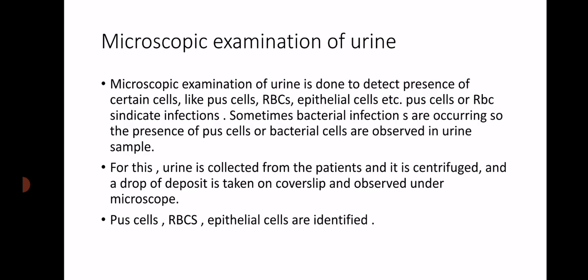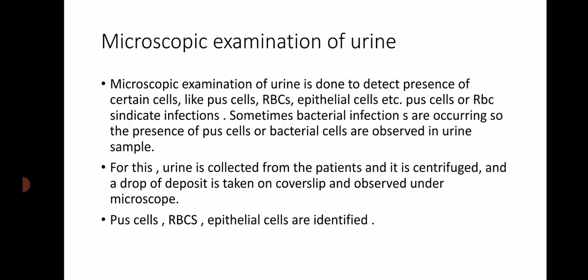Sometimes the microscopic examination of the urine sample is also necessary. The microscopic examination is done in order to determine presence of pus cells, RBCs and epithelial cells in the urine sample. For this purpose, you have to collect urine sample from the person, then you have to centrifuge it, and after centrifugation all the urine sample will be discarded, only the deposit is taken on the cover slip, and then you can observe under microscope.